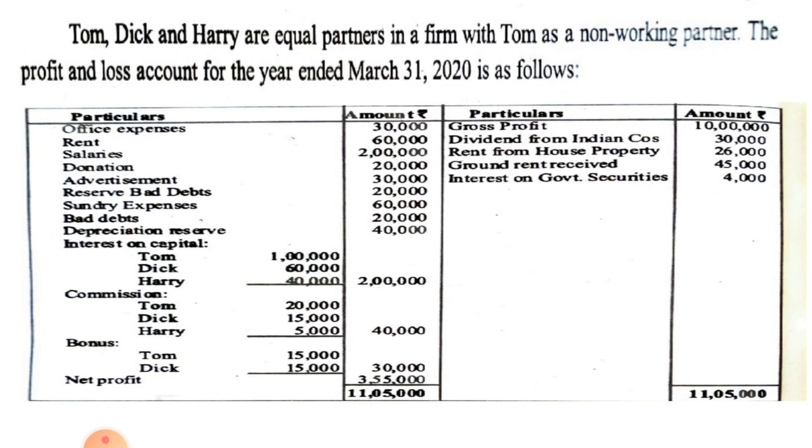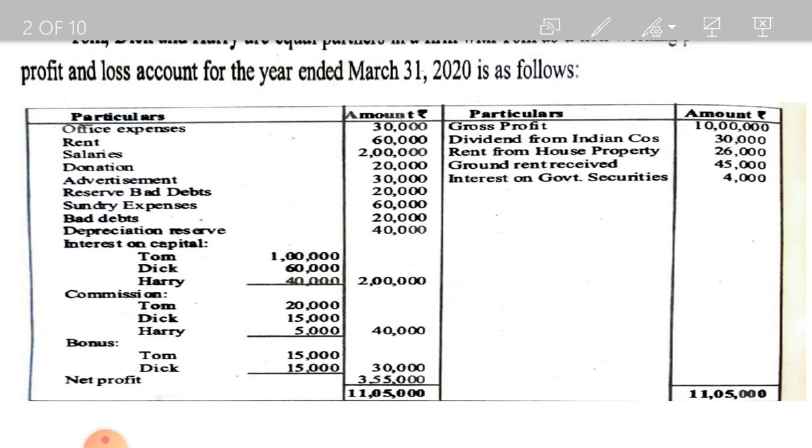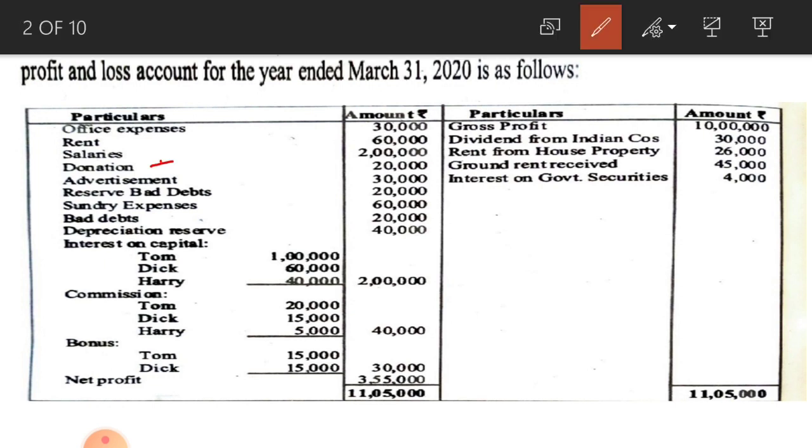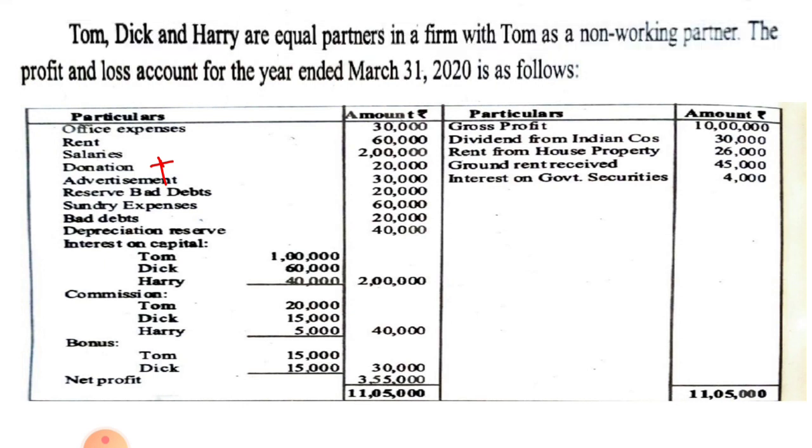That is why you have to separate allowed items and disallowed items in the profit and loss account. See, office expenses 30,000, that is the first item, is allowed. No need to do anything with this. Rent allowed, salaries allowed, donation of rupees 20,000 is disallowed. You have to add this thing to the net profit. Please put the sign of plus in front of this donation. Next, advertisement allowed item and reserve for bad debts is disallowed.